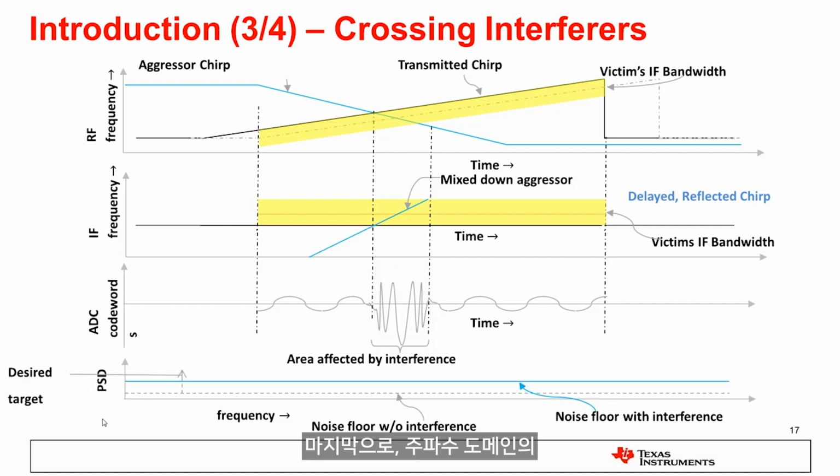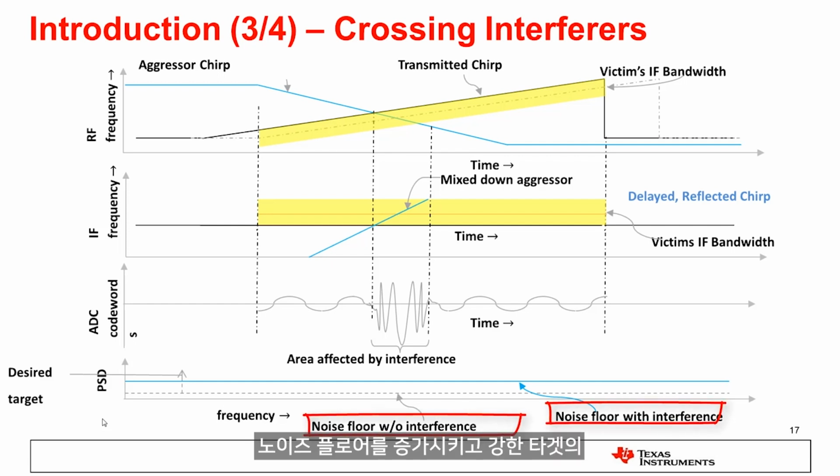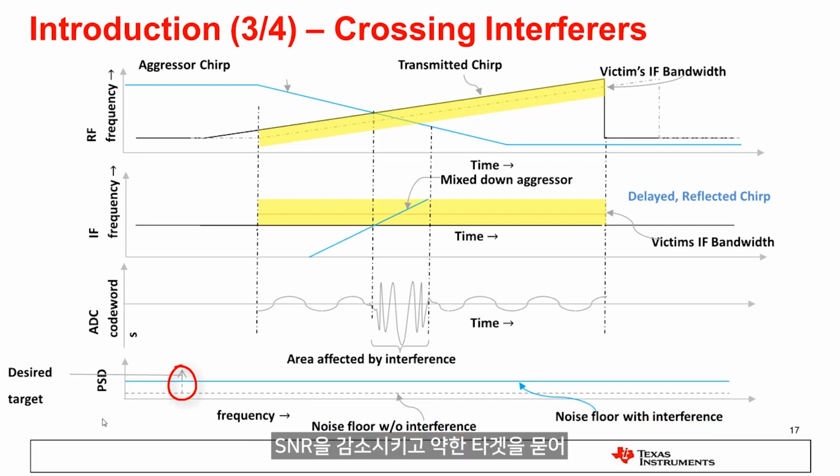Finally, after a Fourier transform is applied on the ADC codeword, in the frequency domain, these crossing interferers typically increase the noise floor and reduce the SNR of strong targets and bury weak targets, thereby affecting detection and creating momentary blind spots.